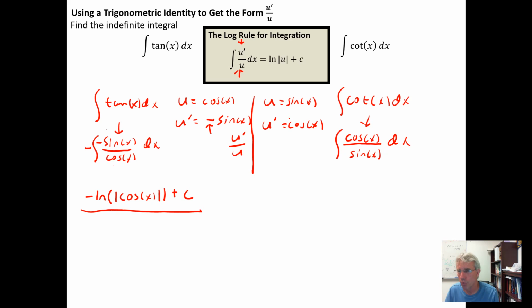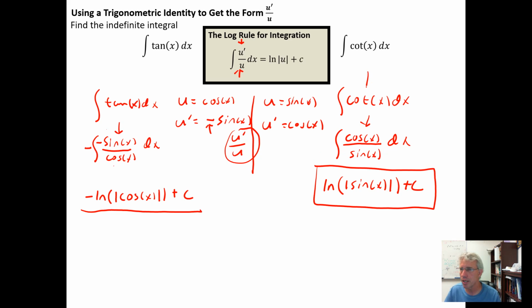And once we recognize that, we say, I know that because it has the form u prime over u, I can integrate this directly into the natural log of the absolute value of u, which is the sine of x, plus our constant of integration. So that gives us two formulas for integrating the cotangent and the tangent, and we can either memorize those formulas or just remember that the tangent and cotangent can be rewritten in a u prime over u form.